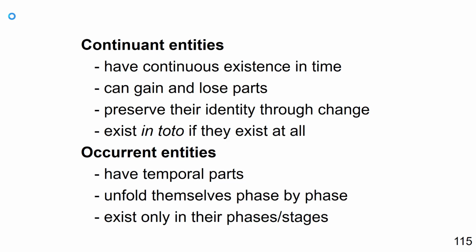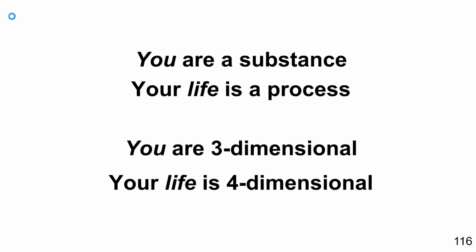I gain and lose parts, but I'm still the same continuant. And even if I lose an arm, I'm still the same continuant. I'm still complete. I still have all my parts, because now my parts don't include that arm anymore. Occurrences, on the other hand, unfold phase by phase. They have beginnings and endings, which are also occurrent.